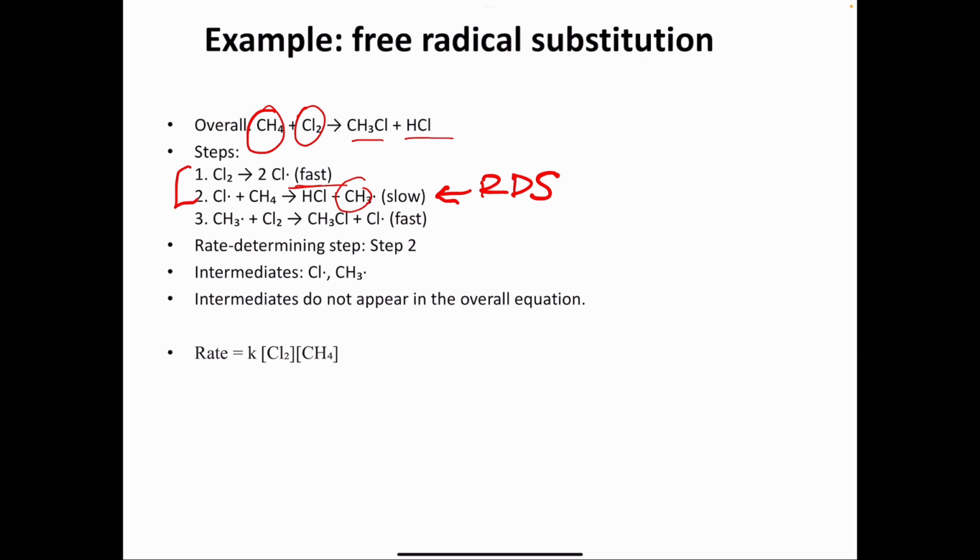So it's going to be only chlorine and the CH4 that show up in the rate equation. Even though after the slow step, the methyl radical reacts with chlorine to give us the final products in a faster step, this does not appear in the rate equation. So the intermediates, which are this one and this one here, did not appear in the rate equation, as we can see here. So we've only considered the particles that reacted until the rate determining step. Those appear in the rate equation.